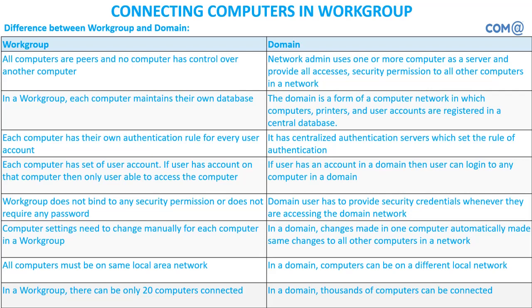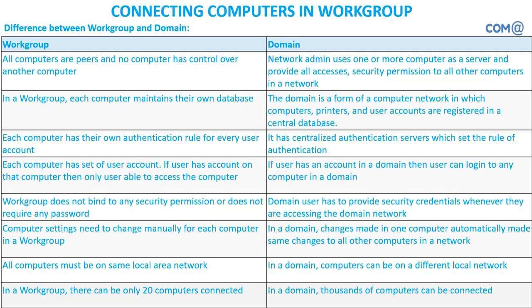In the case of a workgroup, all computers are in a peer-to-peer network, whereas in a domain, the network admin will have control access to all the systems. In a workgroup, each computer maintains its own database. In a domain, the domain controller will have control over the entire database. In a workgroup, each computer has its own authentication rules. Each computer has its own set of users. So I'll be creating a local user, and that will work only for that computer.